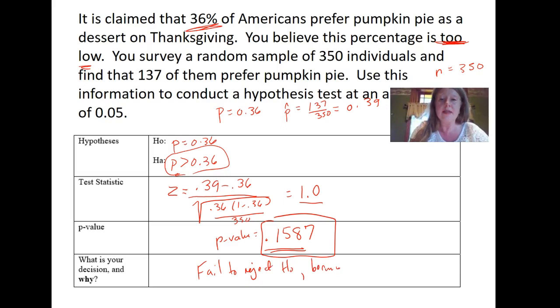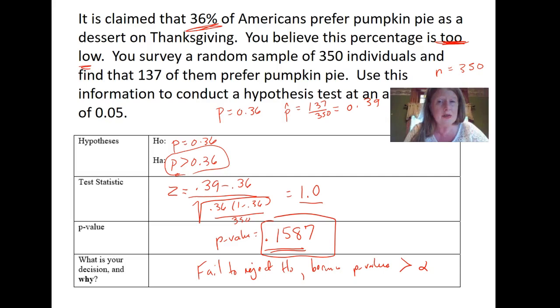And that's because my p-value is greater than alpha. So this is kind of shorthand for stating our conclusion. I'm not finding evidence with my sample that the population proportion is something greater. The claim is that the true percentage in the population is 36%. I'm not finding evidence against that claim.